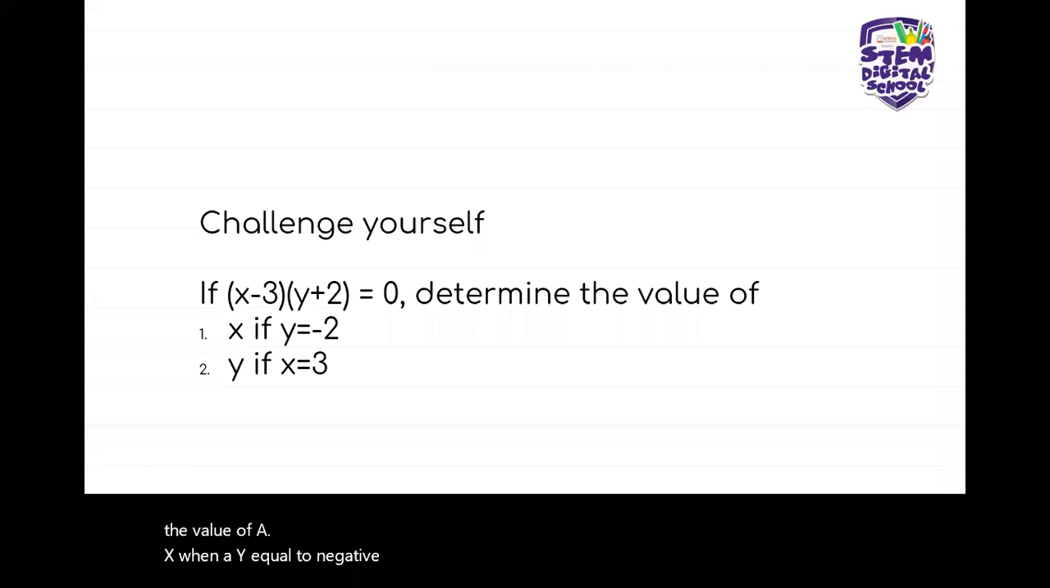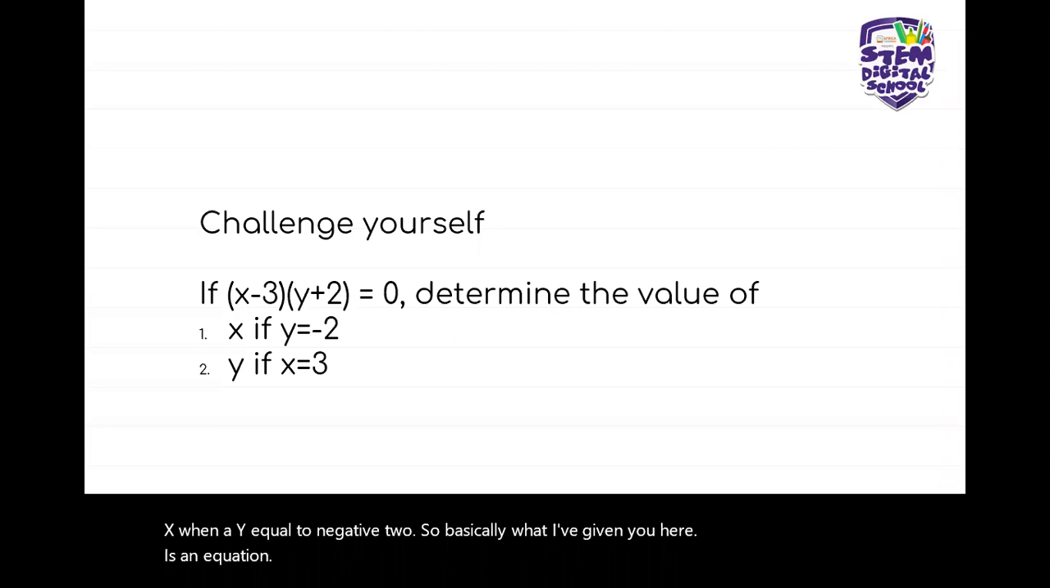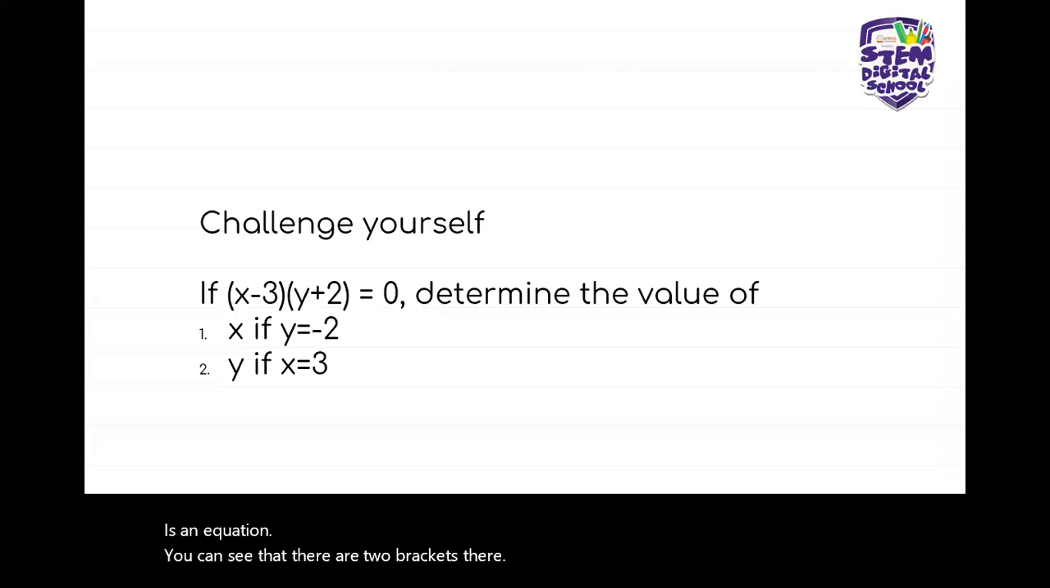So basically what I've given you here is an equation. You can see that there are two brackets there: x minus 3 into y plus 2. And this is equal to 0. So this is a bit different from the one that we just did.